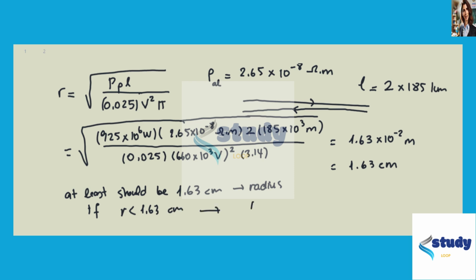If that's the case, look at the resistance equation: rho times L over the cross-sectional area. If your radius is less than 1.63, then the denominator is decreasing. If you decrease the denominator, you're increasing the resistance. If you're increasing the resistance, then you're increasing the power loss, and you don't want that. So the radius of the wire that you want to use needs to be at least 1.63 centimeters or greater in order to have a maximum loss of 2.5% of the initial power.